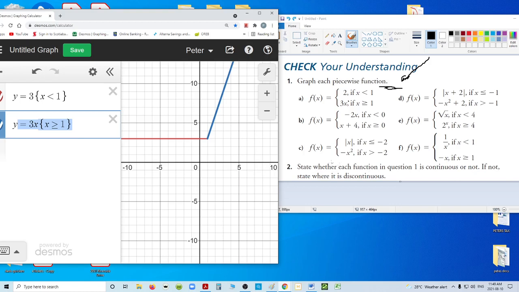See, now look, in number 2, state whether it's continuous or not. That's why it's good to jump ahead in questions. Let's look at B. So this is a downward sloping line with a slope of -2 when x is smaller than 0.